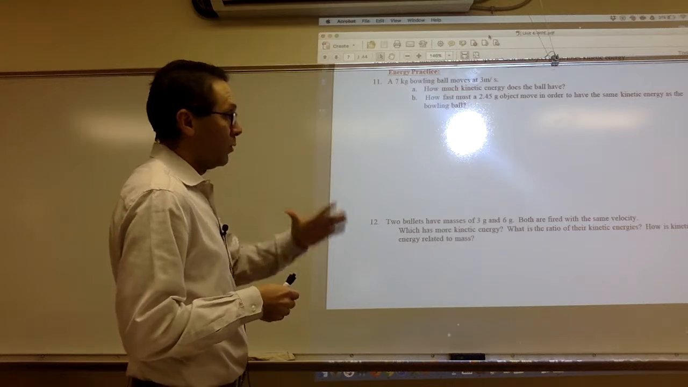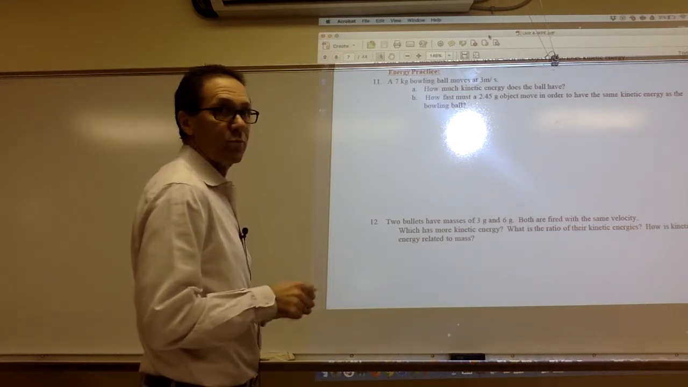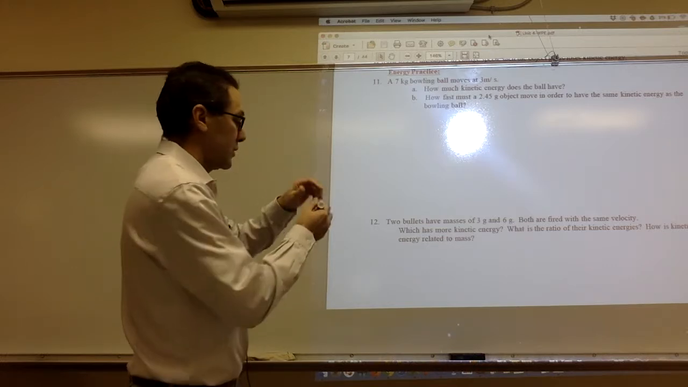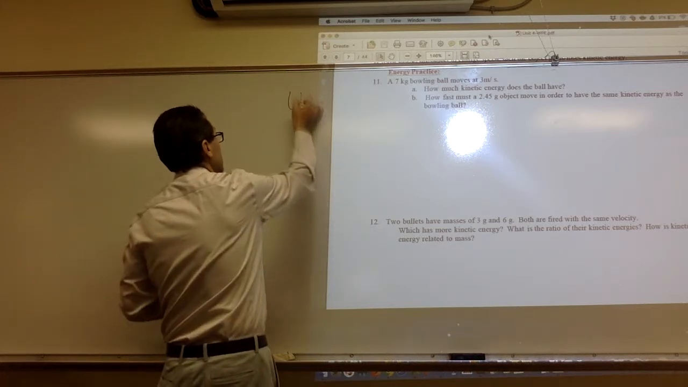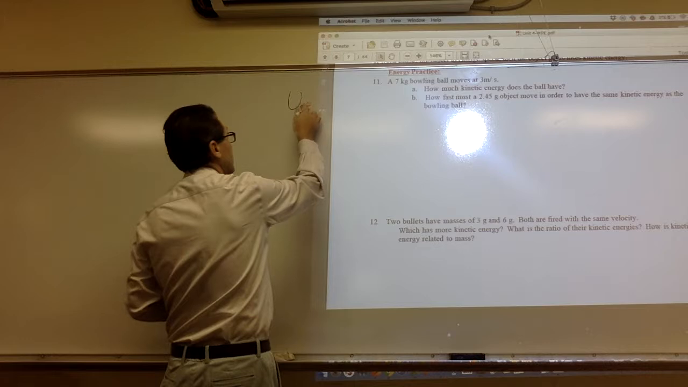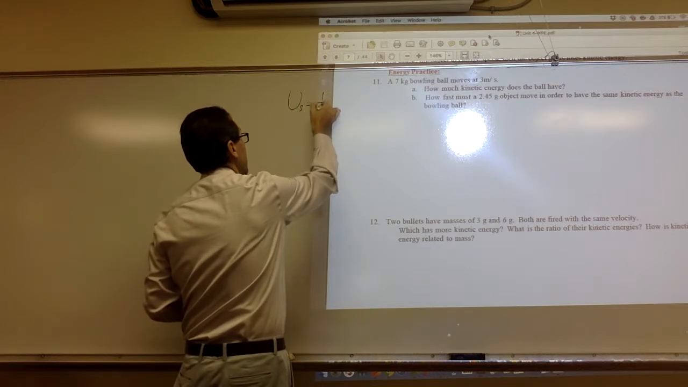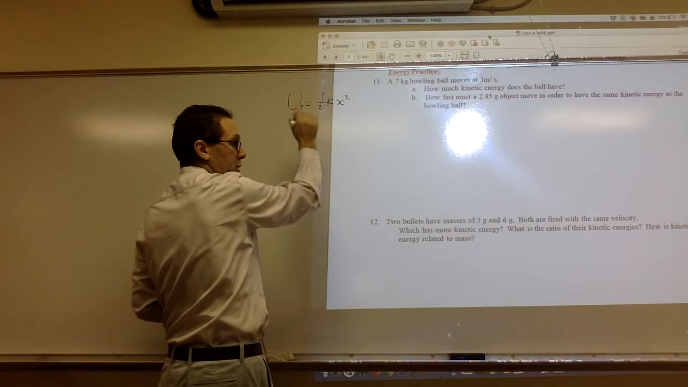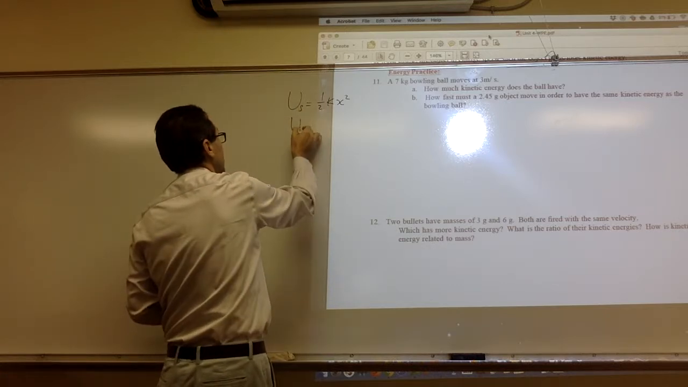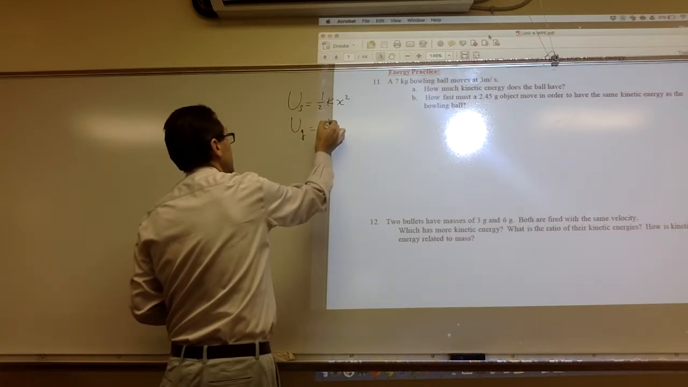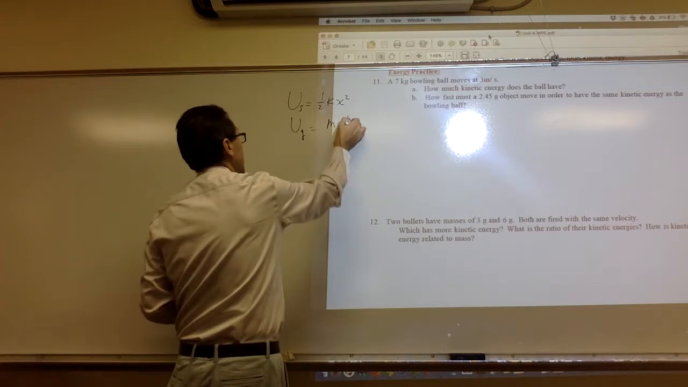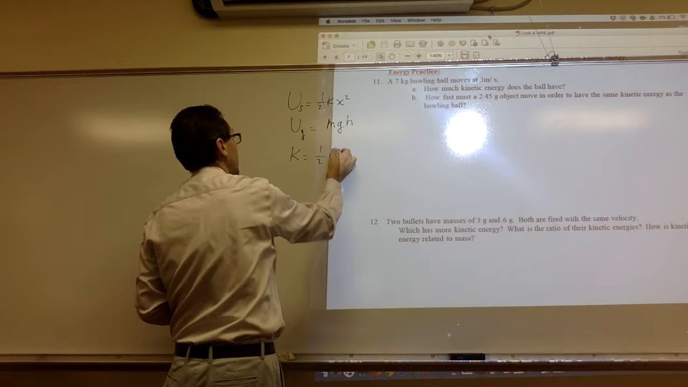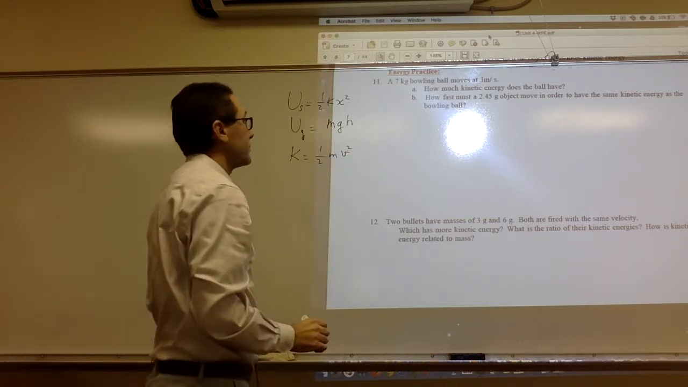So all these problems are considered pretty easy. Okay, it's just basic formulas, right? So the basic formulas we're going to use: energy in a spring, or elastic potential energy, is 1/2 k x squared, k being the constant of the spring. I showed you how you can find it last time. Gravitational potential energy is mgh, and kinetic energy is 1/2 m v squared.